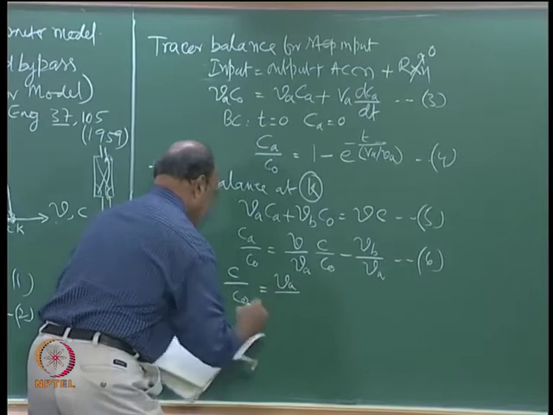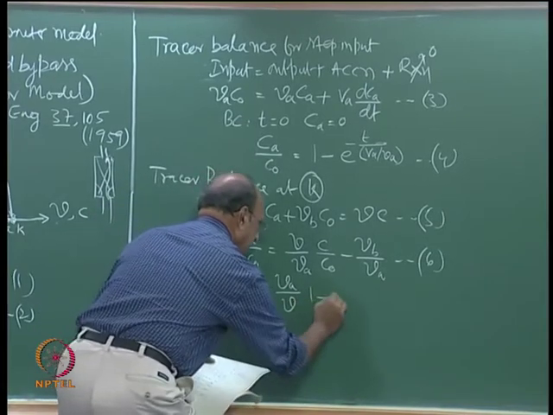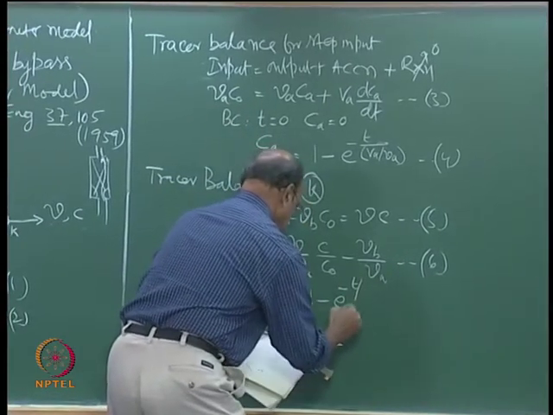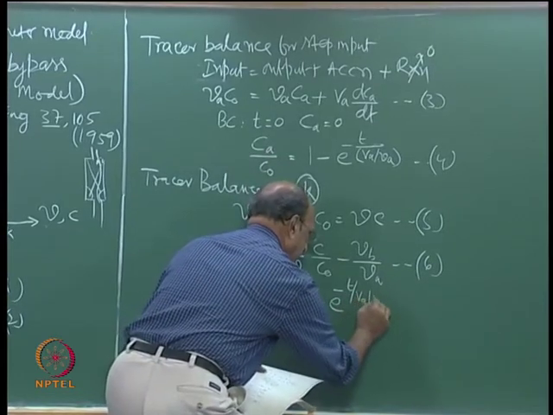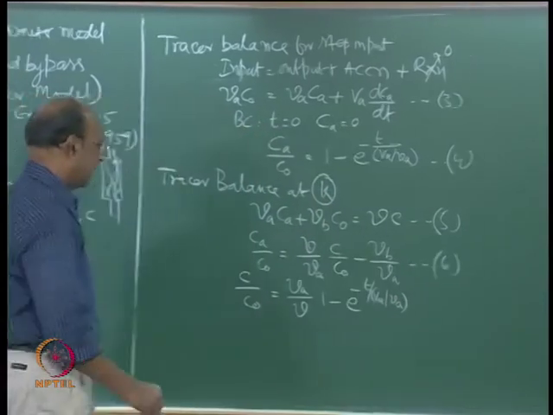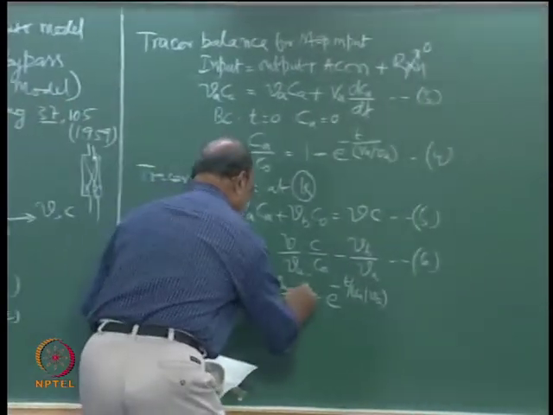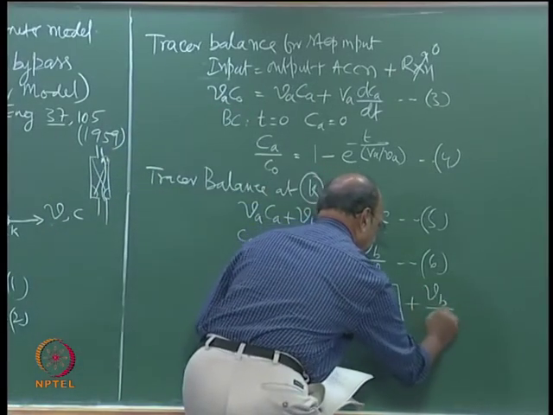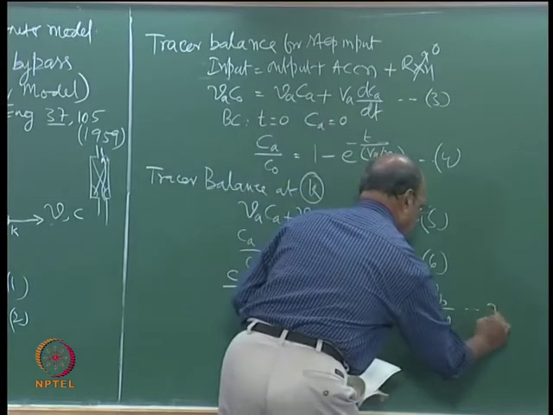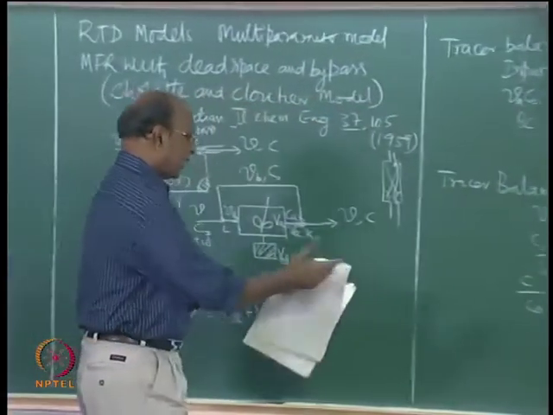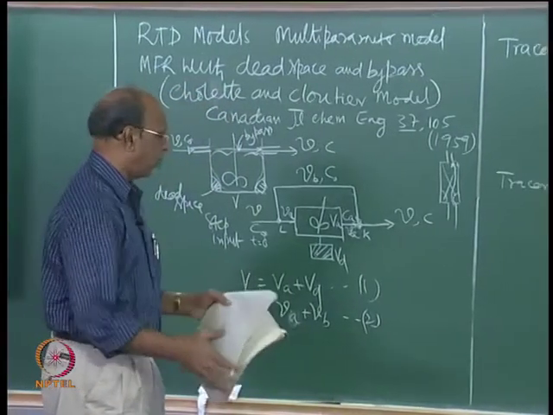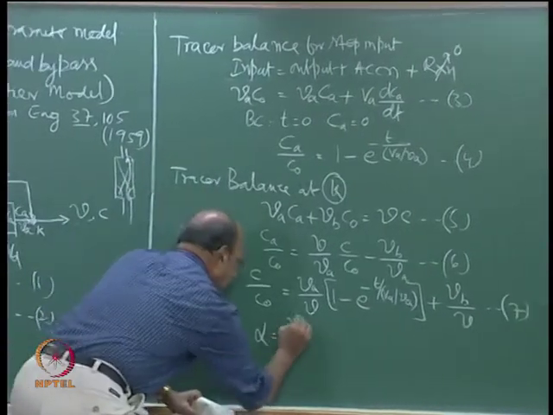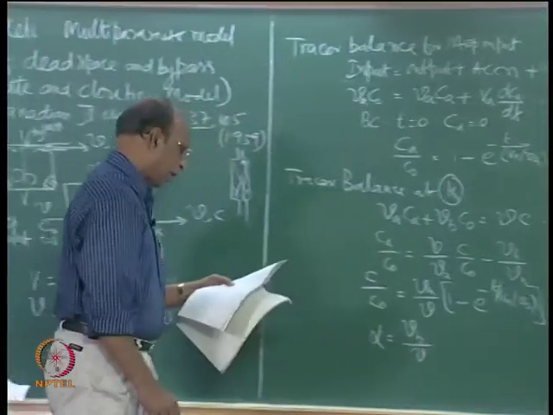v A by capital V, 1 minus e power minus t by t bar A, that is capital V A by small v A, with the whole thing in the bracket, plus v B by capital V. So, this is equation 7. Actually, this is sufficient for me, but to have slightly more meaningful parameters, let me define alpha as v B by V. What is the meaning of this?